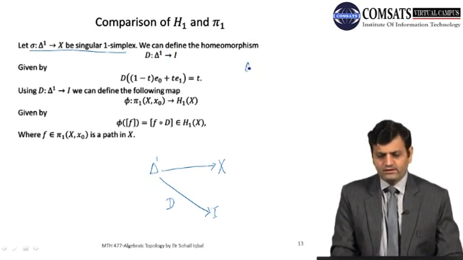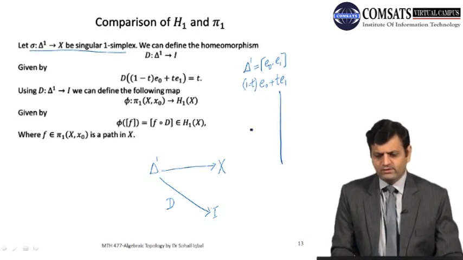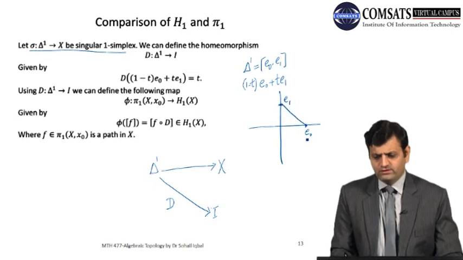Now remember that the standard one simplex is given by e0, e1, and we can take the points of this standard one simplex to be of the form (1 minus t) e0 plus t e1. These are the elements of the standard one simplex. So if you remember, this is the line segment from e0 to e1, because the standard one simplex is generated by two basis elements of R2. This e0 is (1, 0), this e1 is (0, 1), and this line segment is the standard one simplex.